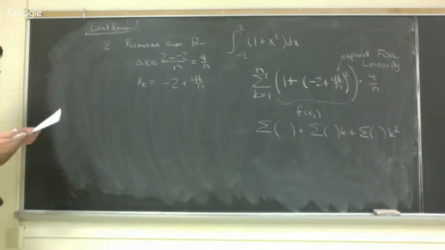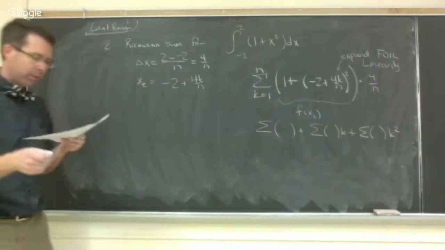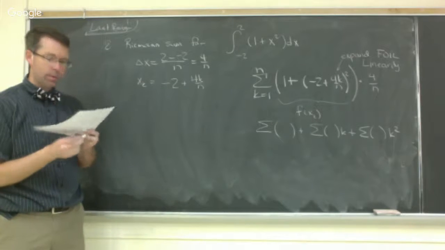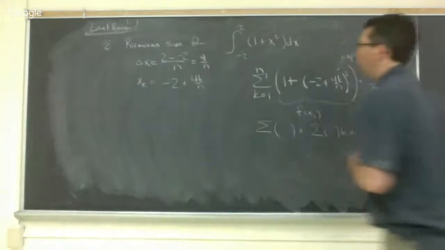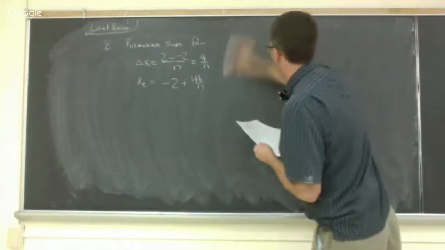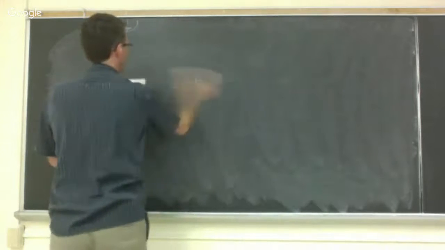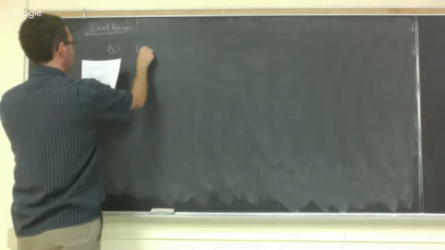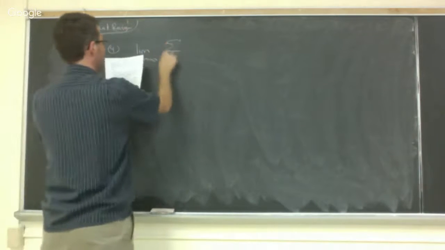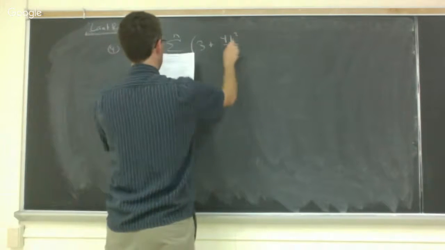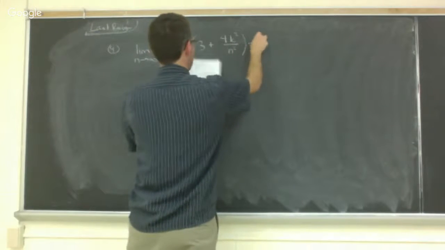Let's see. Problem 3 is to write down a Riemann sum and find its value. So let's just do problem 4 where the Riemann sum's already written out for us. We're taking a limit as n goes to infinity of a sum, k goes from 1 to n, of 3 plus 4k squared over n squared times 2 over n.